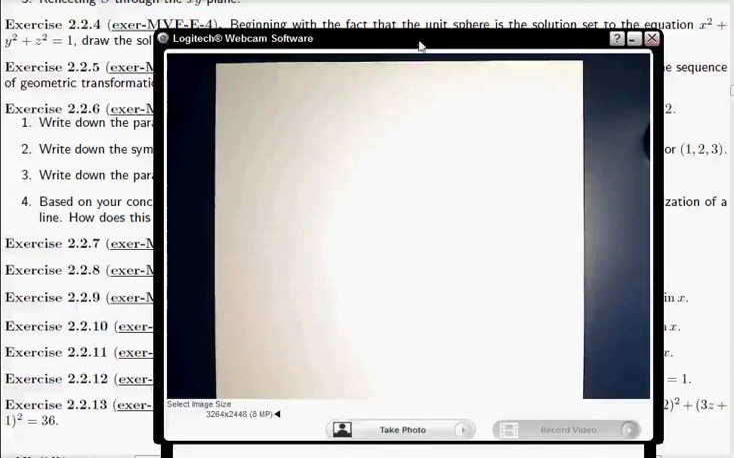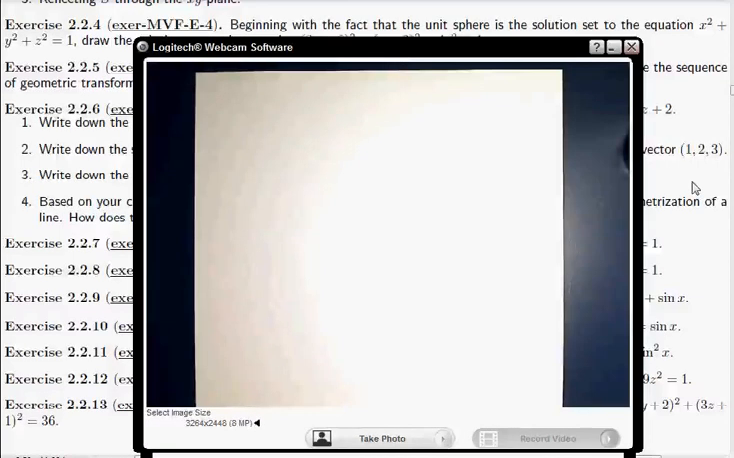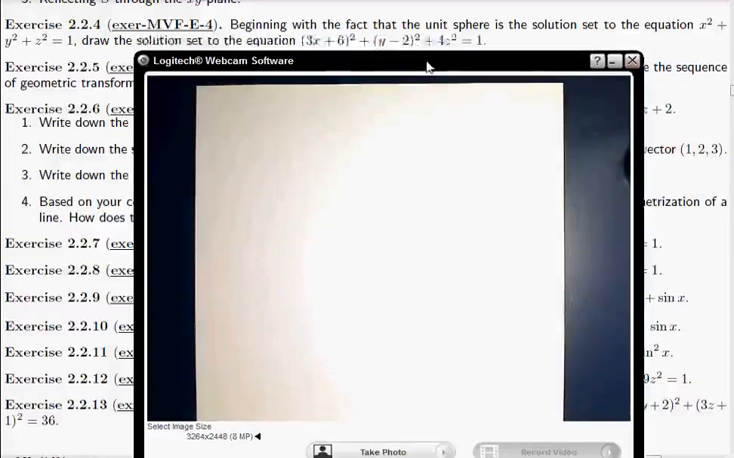Okay, so we're doing MVF E4 here. So we're starting with the fact that the unit sphere is the solution set to that equation. And so your question was about what order I go in. What's the order of the steps?